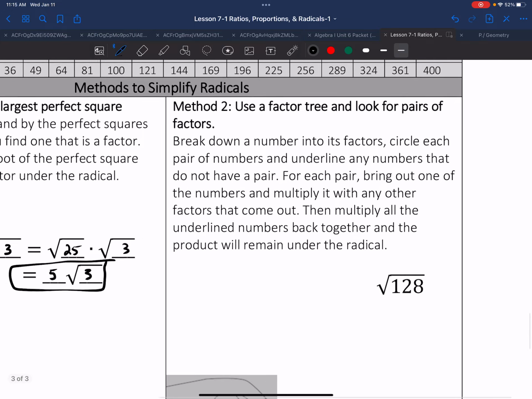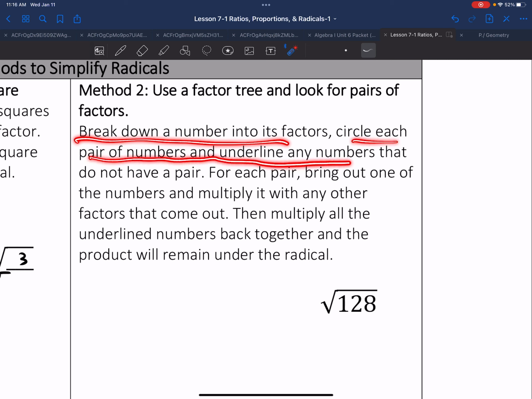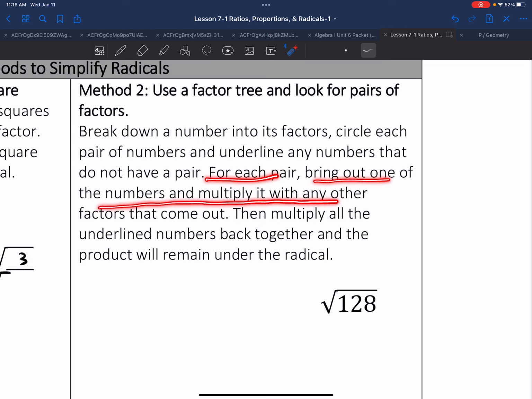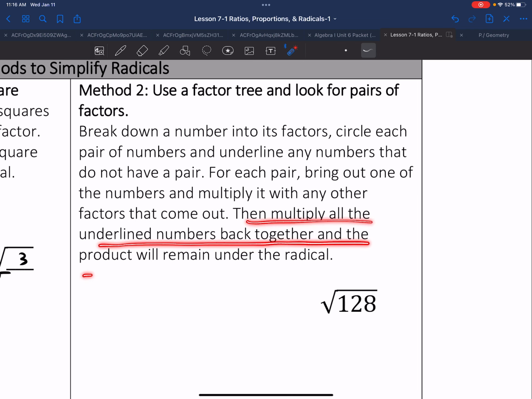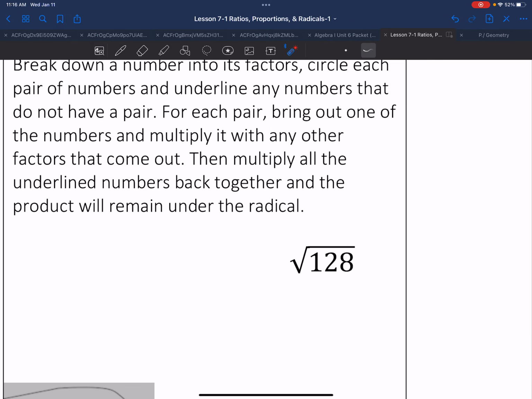Okay, let's go ahead and take a look at method 2. It says use a factor tree and look for pairs of factors. Now, you probably have heard of the buddy system, maybe, depending on your teacher. Basically, you break down a number into its factors. Circle each pair of numbers and underline any numbers that do not have a pair. For each pair, bring out one of the numbers and multiply it with any other factors that come out. Then multiply all the underlined numbers back together and the product will remain under the radical. So basically, when you're using the factor tree method, you don't have to think about perfect squares, right?